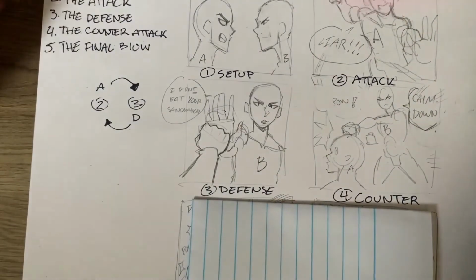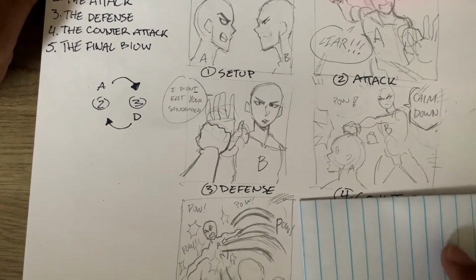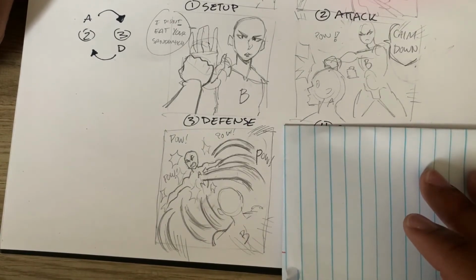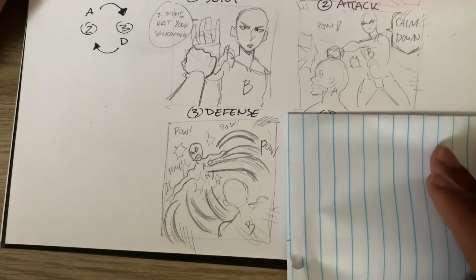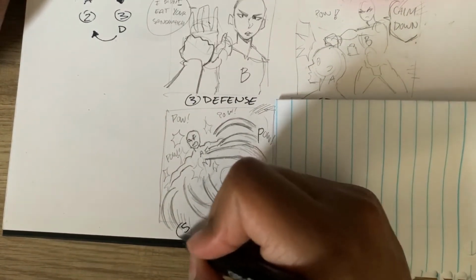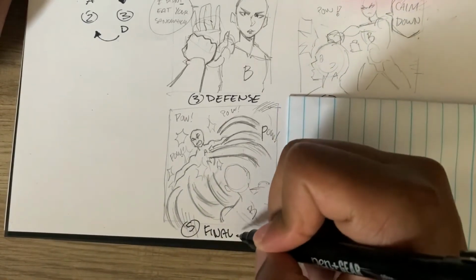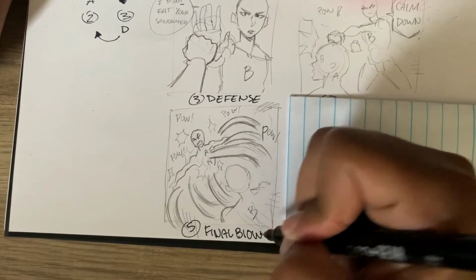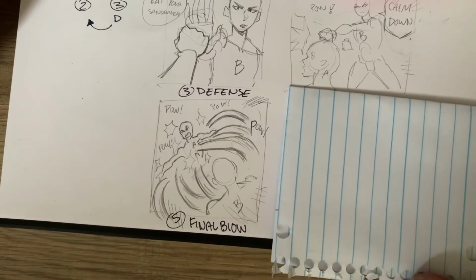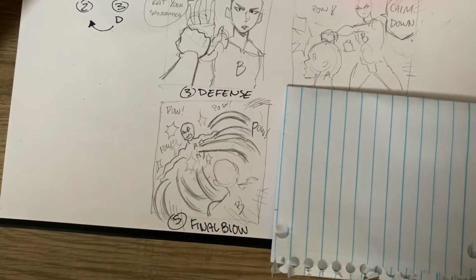And so down here, I actually just drew this out real quick off camera so I could actually focus on it. So down here I have character B dealing his final blow to character A, and so this would be the end of the fight. So this is number 5, final blow. And I have character B unleashing a flurry of attacks on character A that would probably knock him out or something like that.